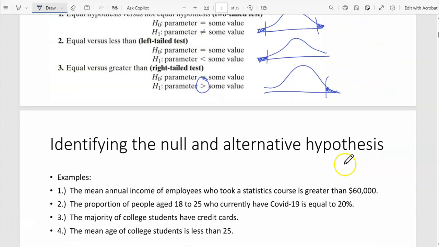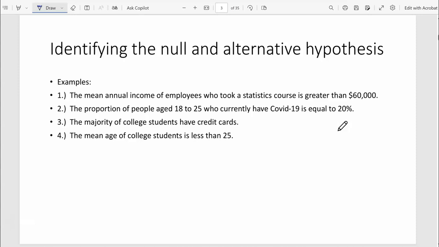So let's talk about how we identify the null and the alternative hypothesis. We're looking for keywords. So let's look at some examples. Number one: the mean annual income of employees who took a statistics course is greater than 60,000. Okay, so it's giving us a lot of information here. We're talking about the claim about a mean, and it's greater than 60,000. So for that first one, we could come up with both hypotheses based on that information. We're looking at a claim about the mean, so I'm using my mean symbol there. And it tells me it's greater than 60,000.